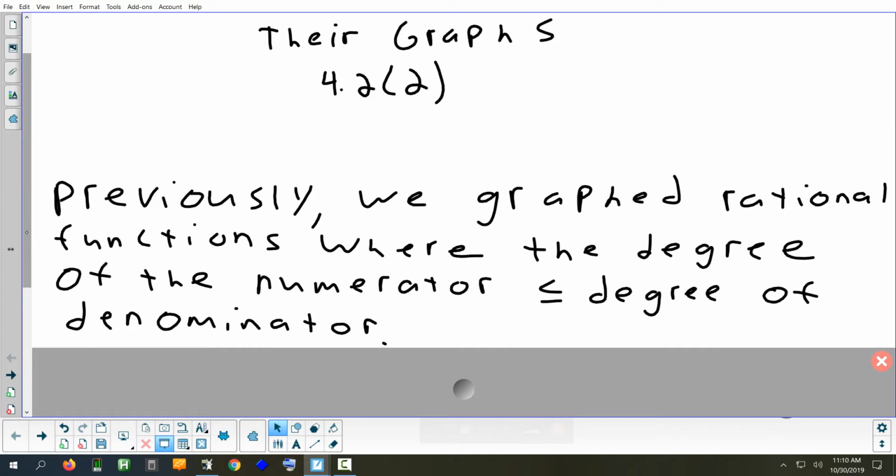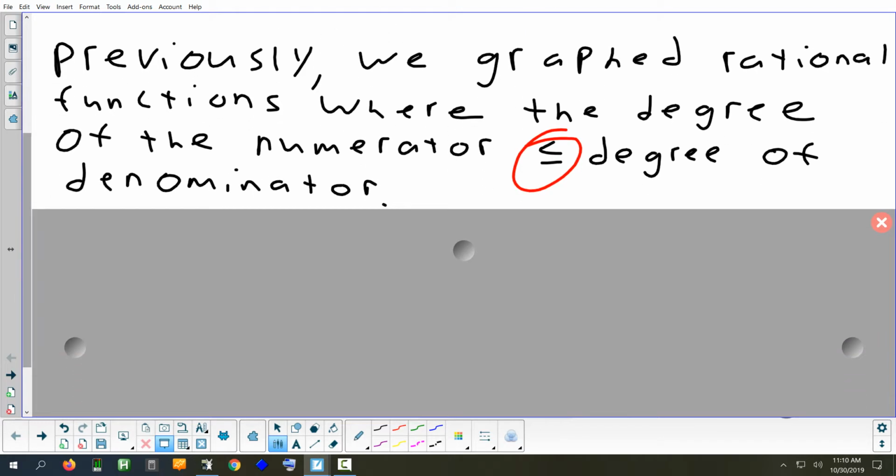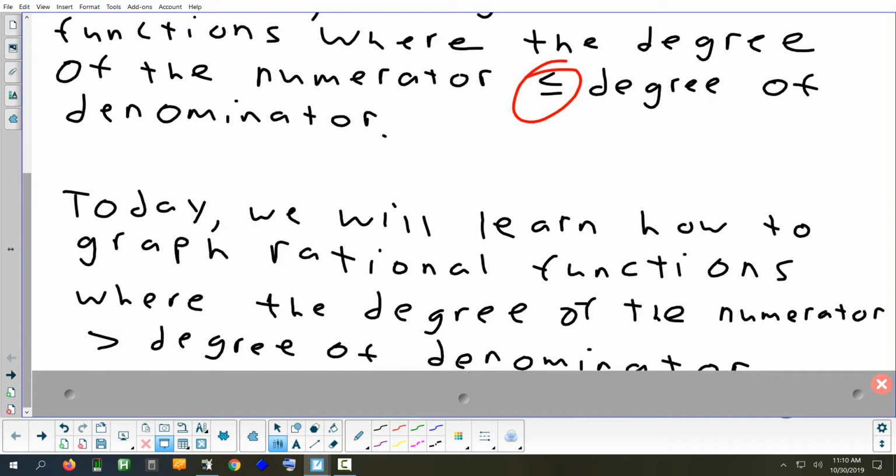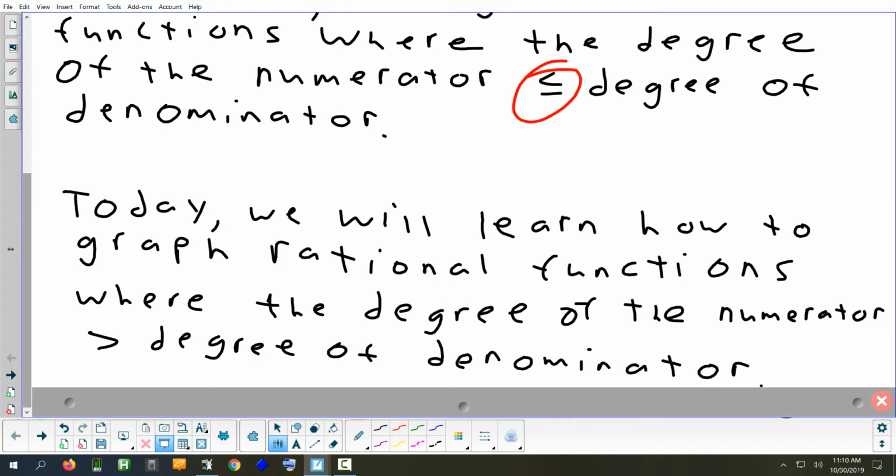Yeah, we had verticals too. The verticals aren't going to go away. Verticals are in everything we do. But if the degree in the top is greater, not less than, but if it's greater than the degree in the bottom, then the horizontal asymptotes are going to go away. Okay, so we're going to look at how to graph rational functions where the degree in the top is bigger than the bottom.